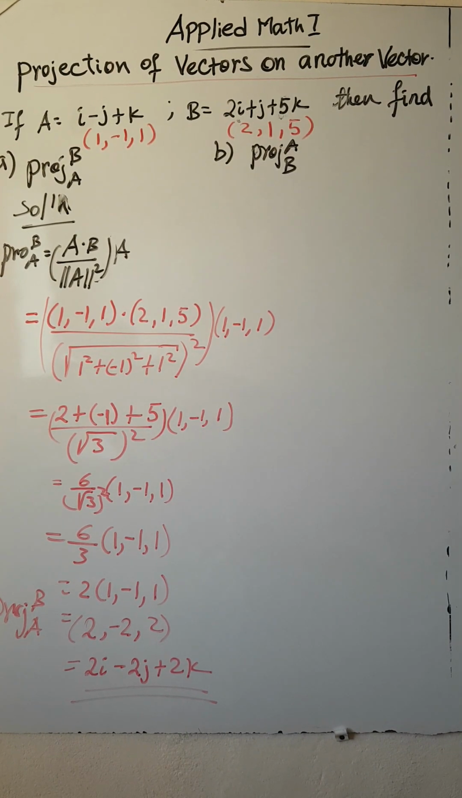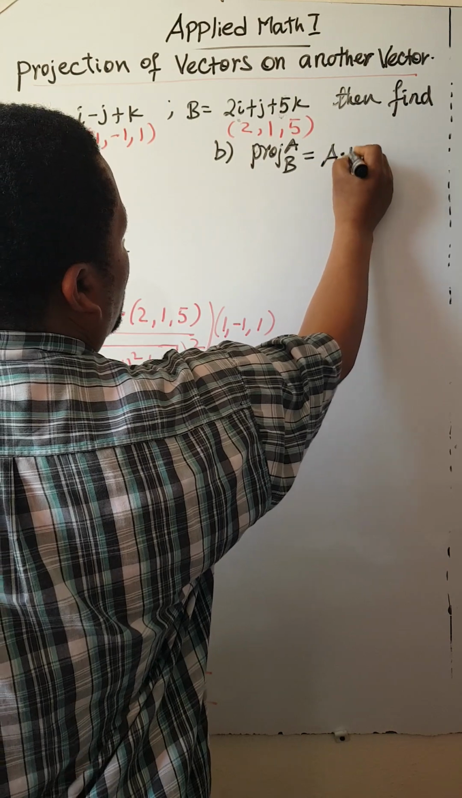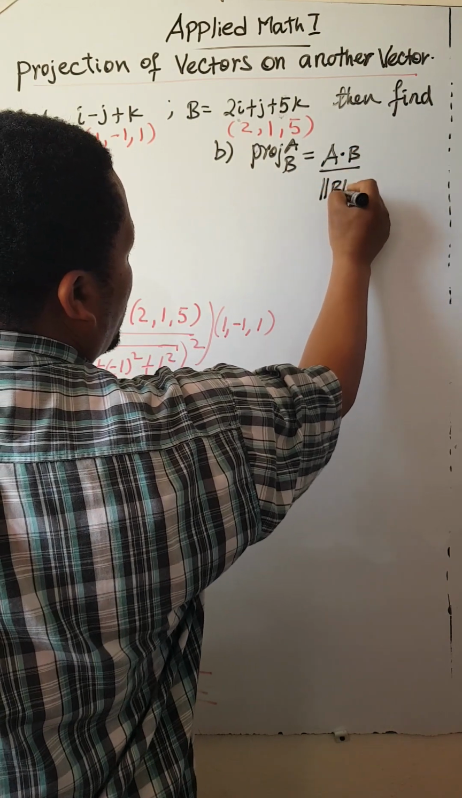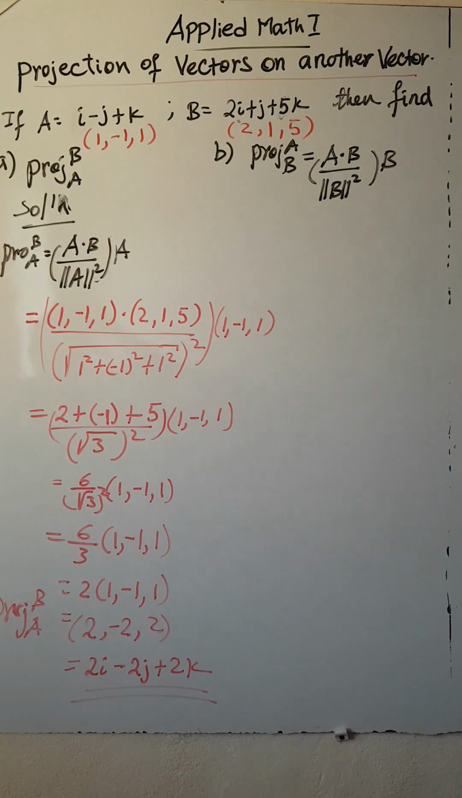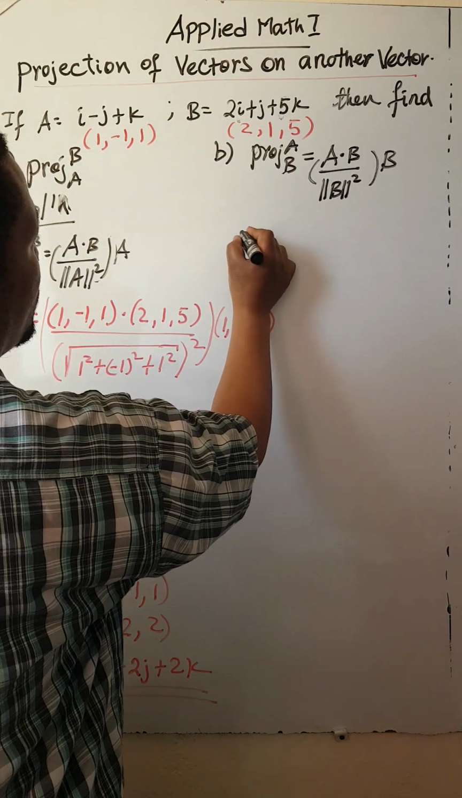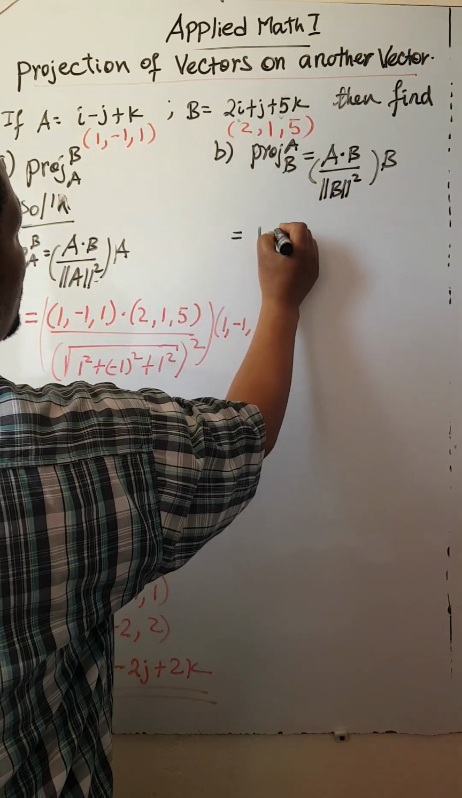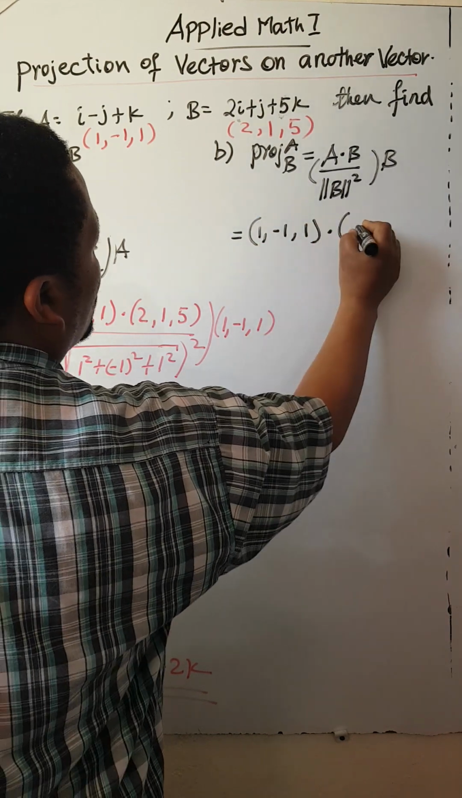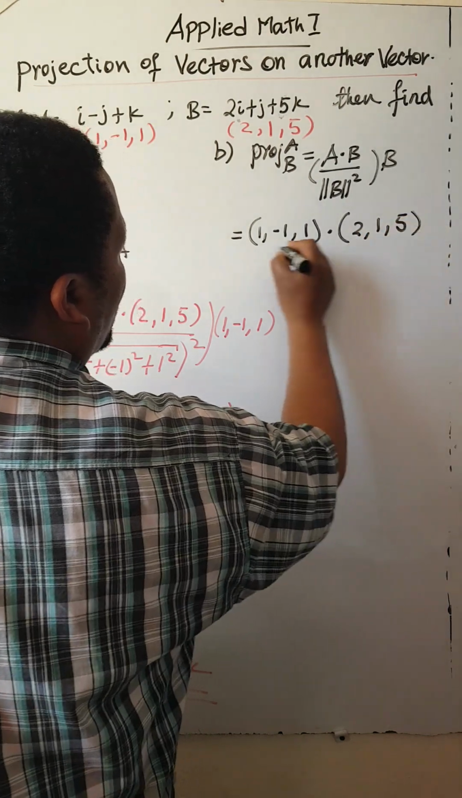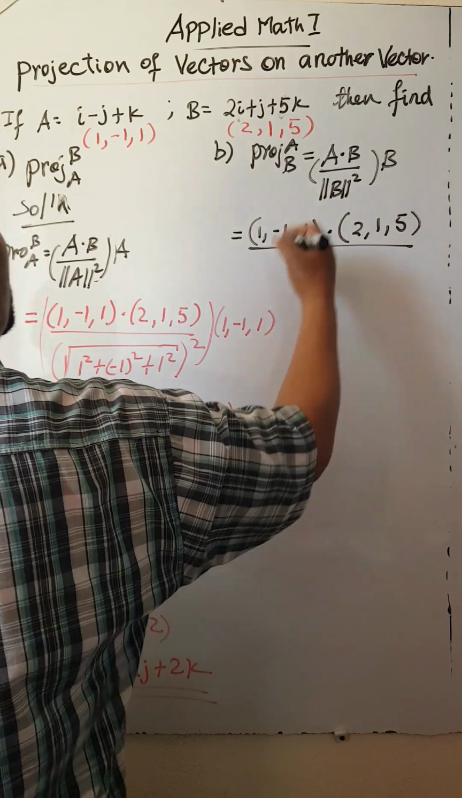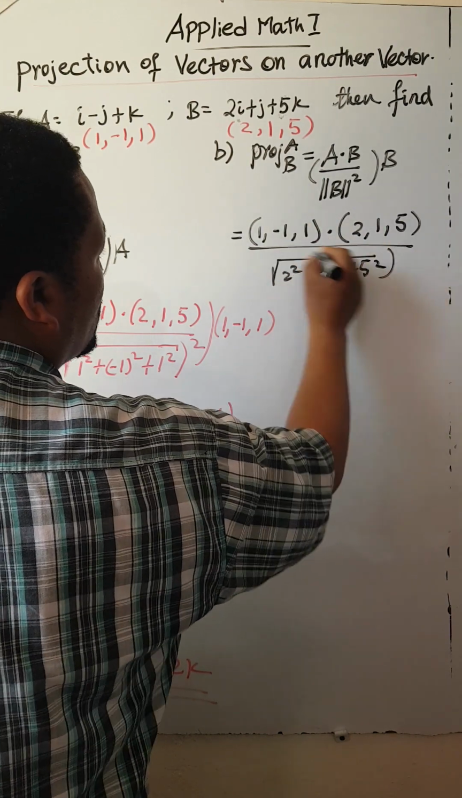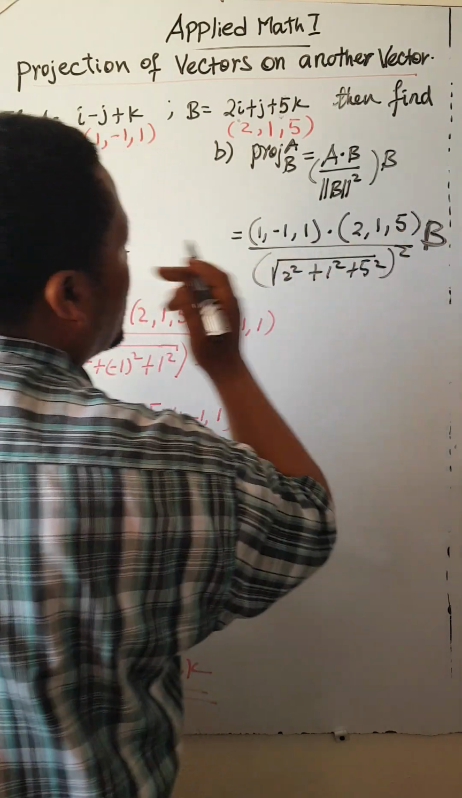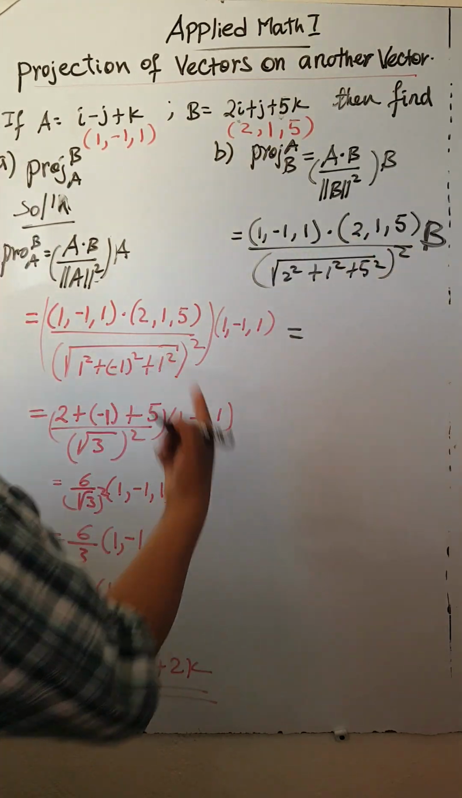Okay, in the same manner, projection of A along B is equal to A dot B divided by norm of B squared times vector B. አሁን A dot B እዚሁ አግኝተናል። ከፈለግን መውሰድ እንችላለን፣ ግን እዚሁ እንስራ። Now this is equal to (1, -1, 1) dot (2, 1, 5), divided by norm of B squared, meaning norm of B, which is 2 squared plus 1 squared plus 5 squared, times vector B. ይሄ ሲባዛ ስንት ነው ብለናል? ቅድም 6 ነው ብለናል አይደል?